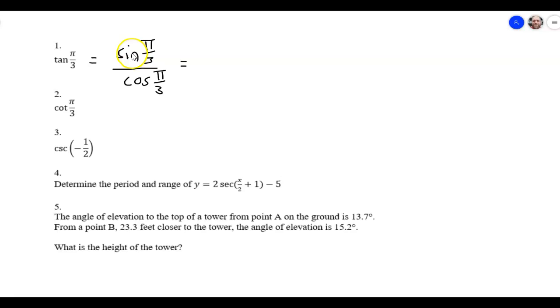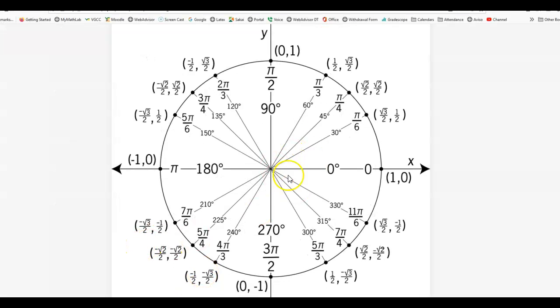Remember, the sine relates to the y coordinate at this angle, and the cosine relates to the x coordinate at this angle here. So if I pull up this, and I look at pi over 3, the y value is the square root of 3 over 2, so that's the sine of pi over 3, and the x value is 1/2, so that's the cosine.